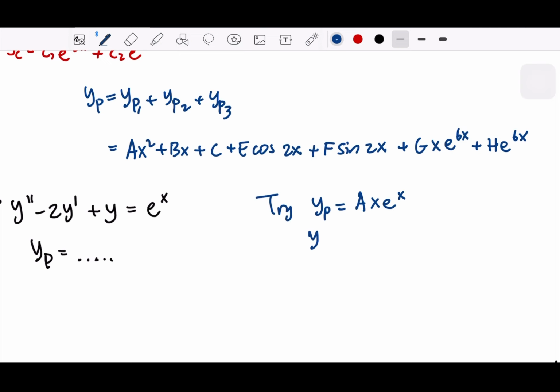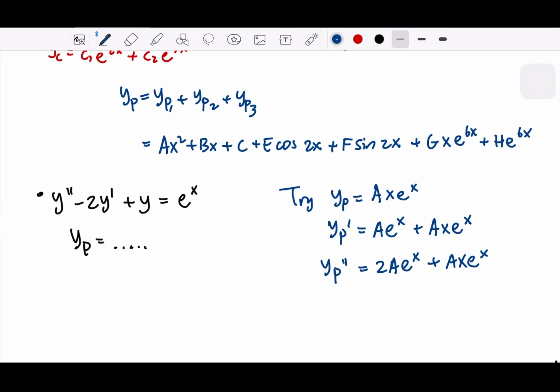So we take the first derivative. So XEX becomes AEX plus AXEX, right? And then the second derivative will be 2A E to the power of X plus AX e to the power of X. Okay.